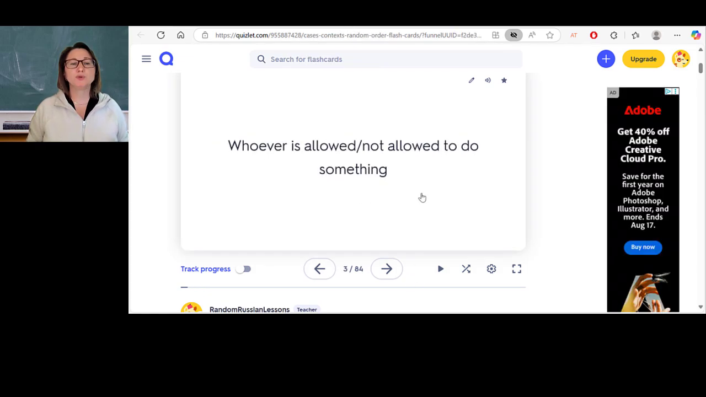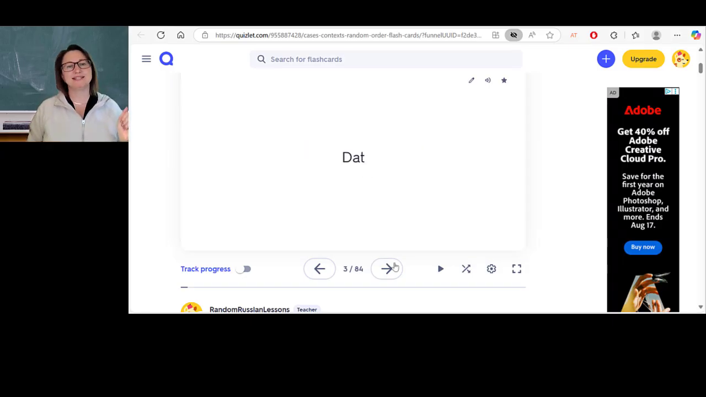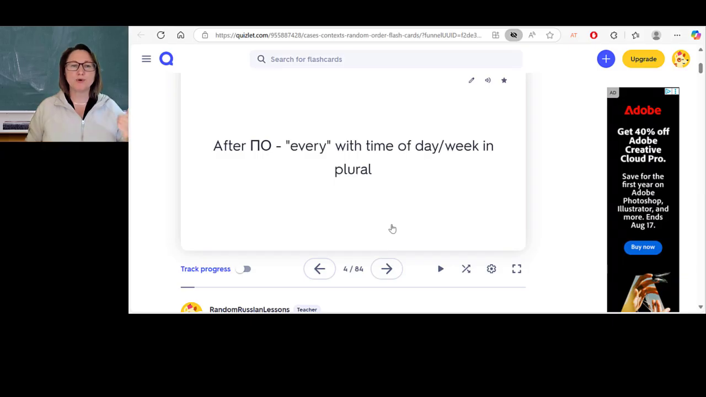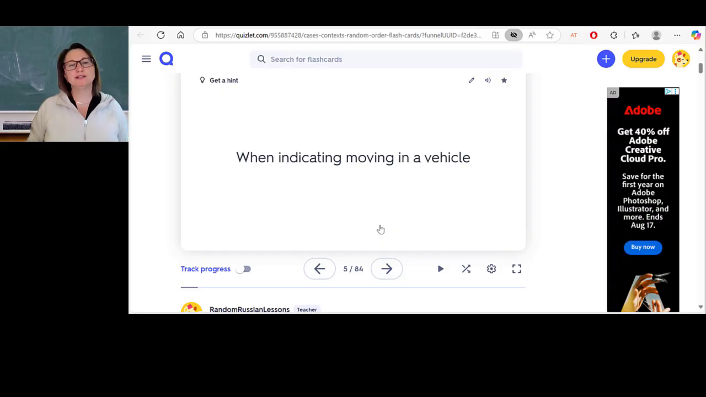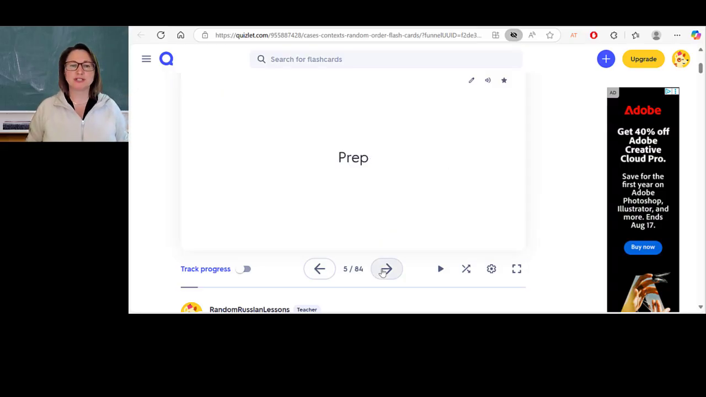Okay, so for example, whoever is allowed or not allowed to do something, that would be dative. And after по, meaning every, with the time of the day or day of the week in plural, that would also be dative. When indicating moving in a vehicle, that would be prepositional. Or destinations that use на, meaning to some place, that would be accusative, and so on. So I will add these links.